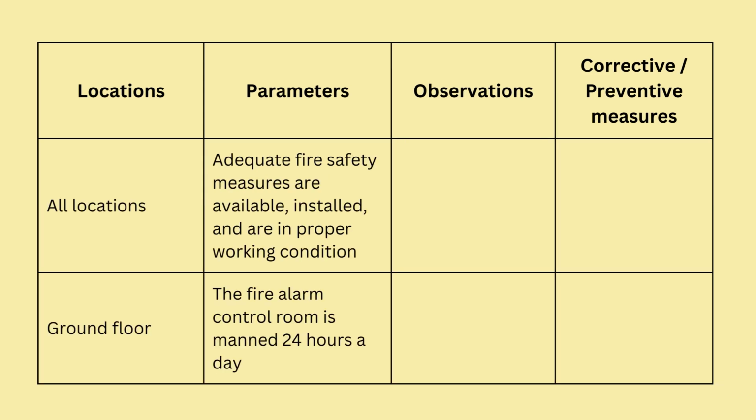This example is common for all the locations, and the parameter is adequate fire safety measures are available, installed, and are in proper working condition. The next example is the fire alarm control room. I have presumed that it is located on the ground floor. The parameter is the control room should be manned 24 hours a day.